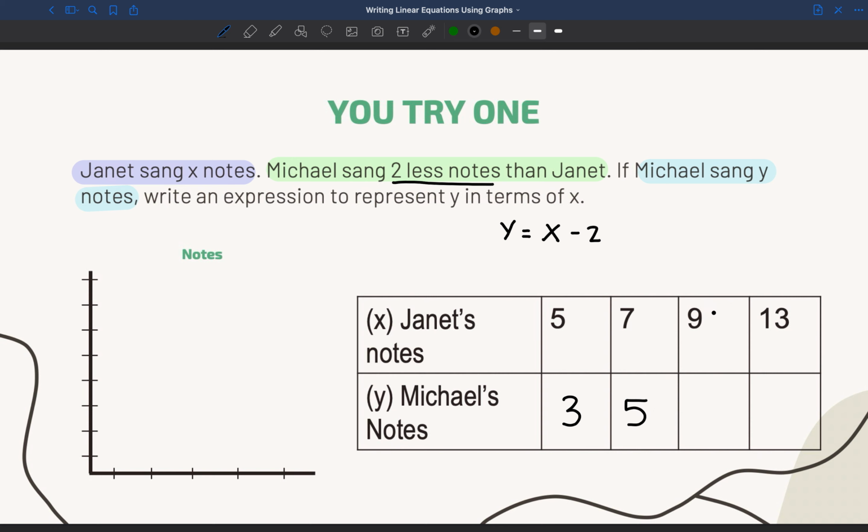Whenever Janet sang 9 notes, Michael sang 2 less notes, which would be 7. And lastly, whenever Janet sang 13 notes, Michael sang 2 less notes, which would be 11.